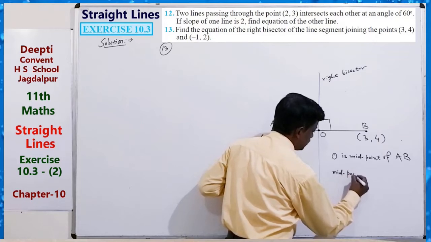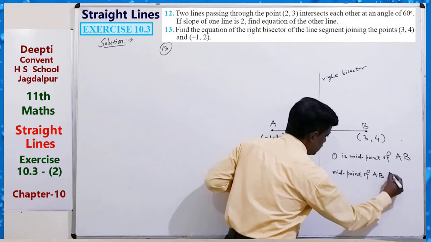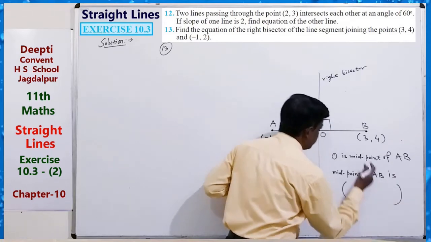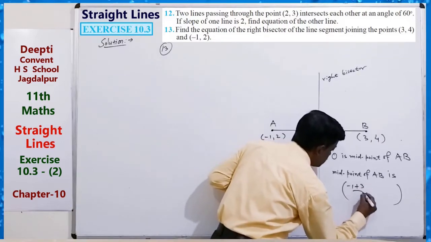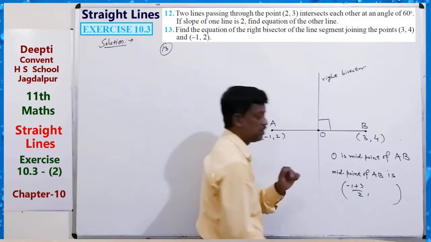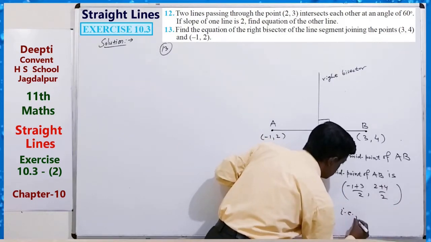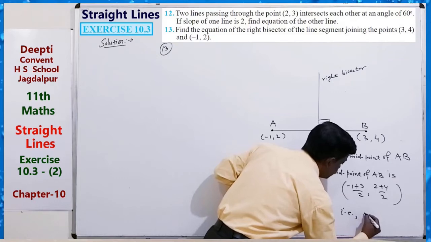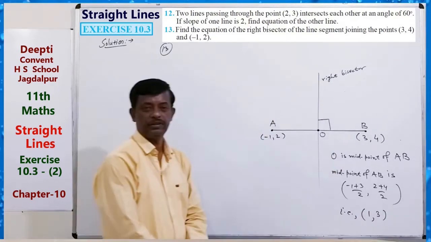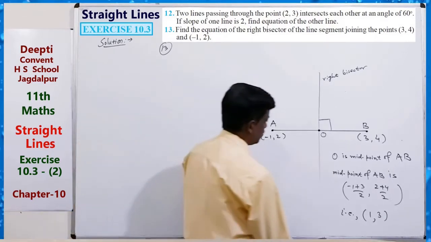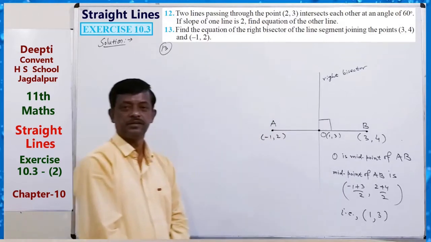Midpoint of AB is what? 3 minus 1 plus 3 by 2, minus 1 plus 3 by 2, and 2 plus 4 by 2, 2 plus 4 by 2, that is 2 by 2, 1, 3, 1, that is 1. Is 1, 3. Clear?